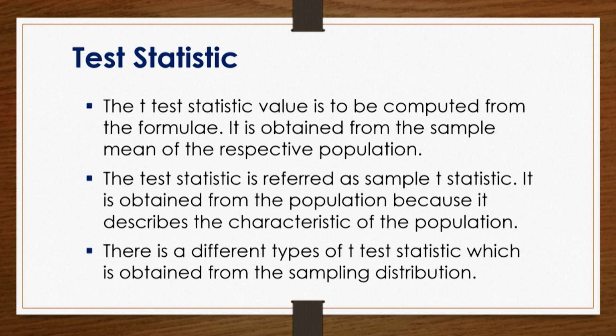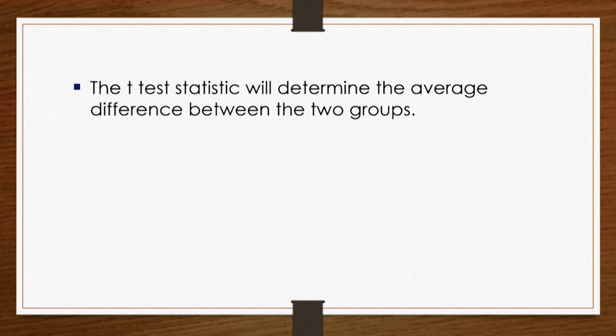It is obtained from the sample mean of the respective population. The test statistic is referred to as the sample t statistic. It is obtained from the population because it describes the characteristics of the population. There are different types of t-test statistic which are obtained from the sampling distribution. The t-test statistic will determine the average difference between the two groups.